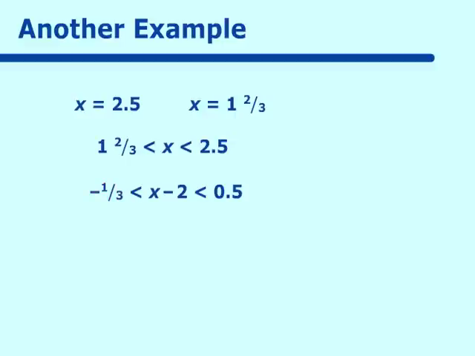That's what we're looking for, size. So delta is less than or equal to 1/3. That is our effective delta. This concludes your lesson on the precise definition of a limit.